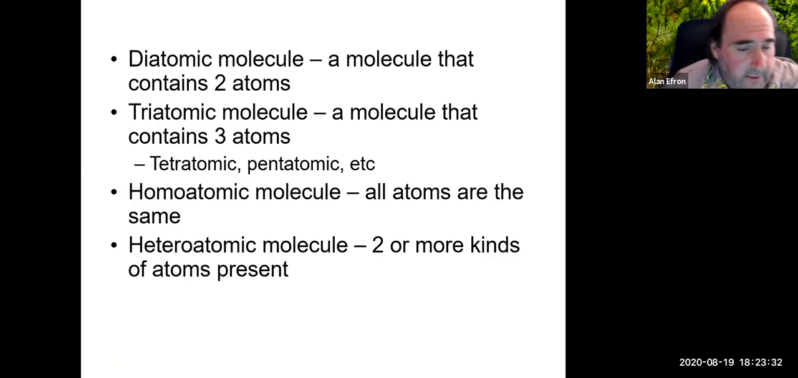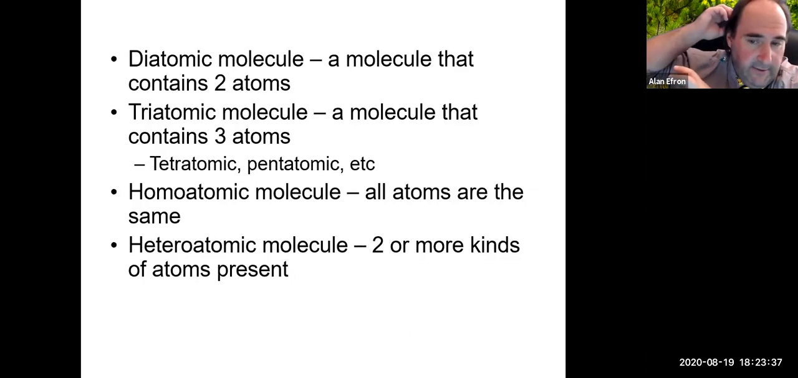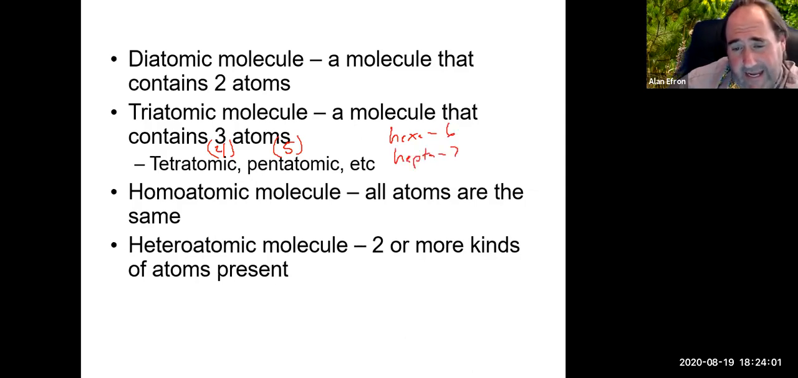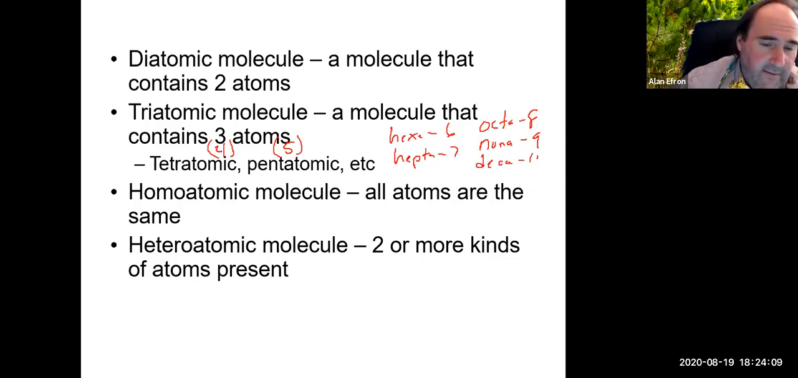When we talk about molecules, when we have two atoms together, those are referred to as diatomic molecules. If you have three atoms together, they are sometimes referred to as triatomic, tri meaning three. Tetra is four atoms. Penta is five. And you could continue on. Hexa is six. Hepta is seven. Octa is eight. Nona is nine. And deca is 10. So you kind of continue on those.